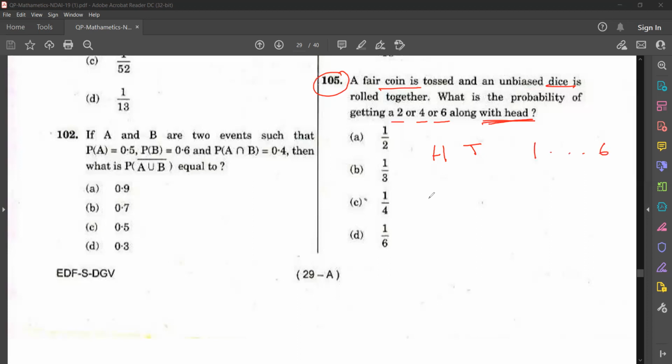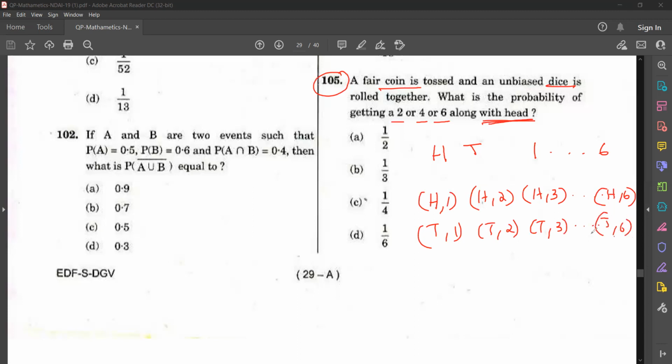In dice, what are the possible outcomes? 1 to 6. So we are tossing them together means what are the elements of our sample space? H comma 1, H comma 2, H comma 3, etc. up to H comma 6. Then T comma 1, T comma 2, T comma 3, etc. up to T comma 6. Now what you need? You need a head along with 2 or 4 or 6. So direct no. Head along with 2, head along with 4, head along with 6, isn't it?